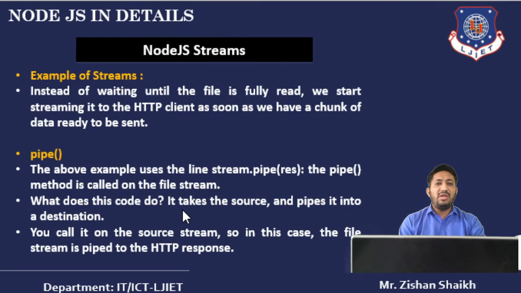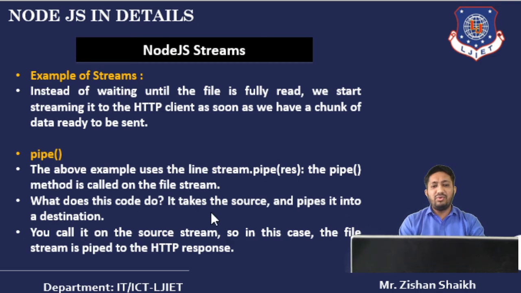So in this example, instead of waiting until the file is fully read, we start streaming here. This is the advantage. The chunk of data that is ready to read is sent to the client. So the data from the big file that is available as a chunk in the pipe will be used. If we talk about the pipe method, stream.pipe with the response as the parameter, the pipe method is called on the file stream.